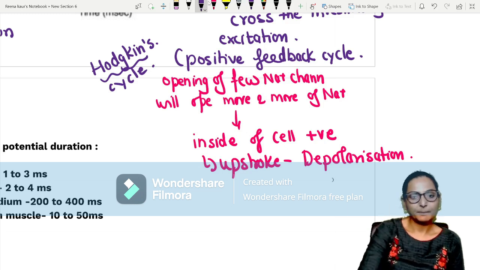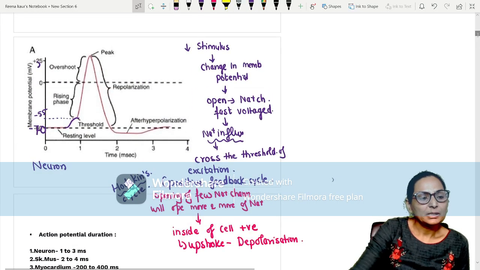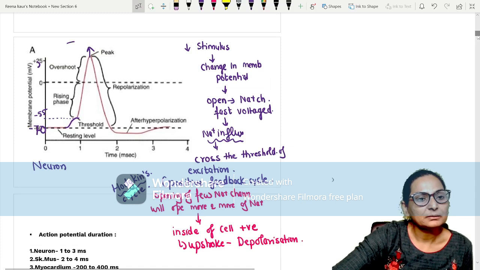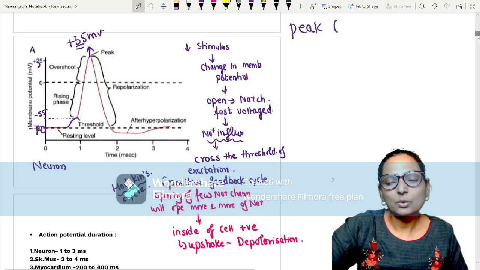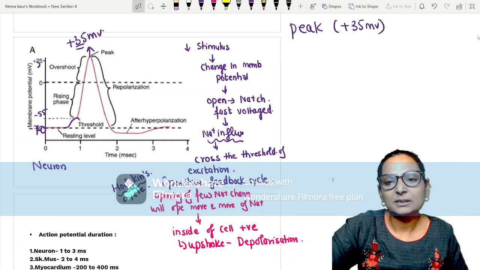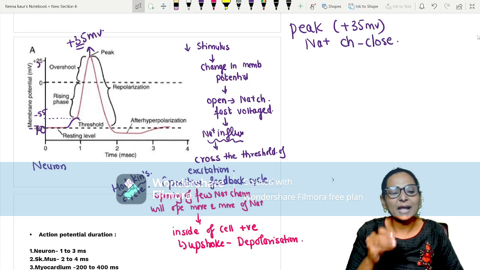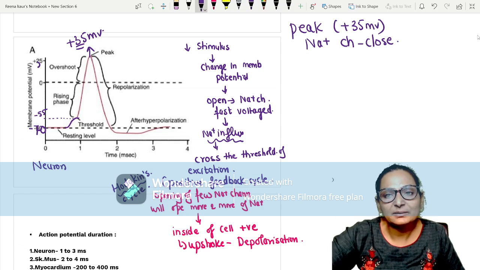Sodium influx. Now what will happen is, look up now. When there is an overshoot and you reach a peak of around plus 35 millivolts, at this peak the sodium channels will close because they are voltage gated. They can sense the voltage, so they know at what voltage they will open and at what voltage they will close. Sodium channels close, that means now there is no sodium influx.